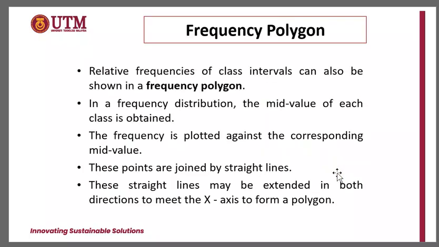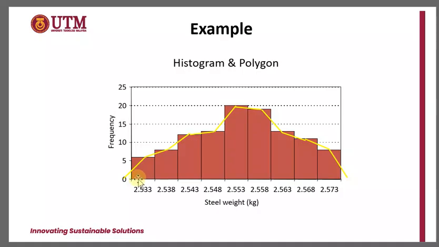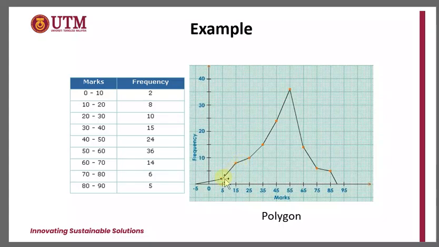Now what's a polygon? A polygon is this line, starting from 0 here, crossing the middle peak of the rectangles. Middle peak, that means it's the midpoint, the middle of the rectangles, its peak. So this is the polygon, the histogram polygon. This is the histogram, the red rectangles, and the yellow line is the polygon. Also, you can use the polygon for relative frequency or for frequency.